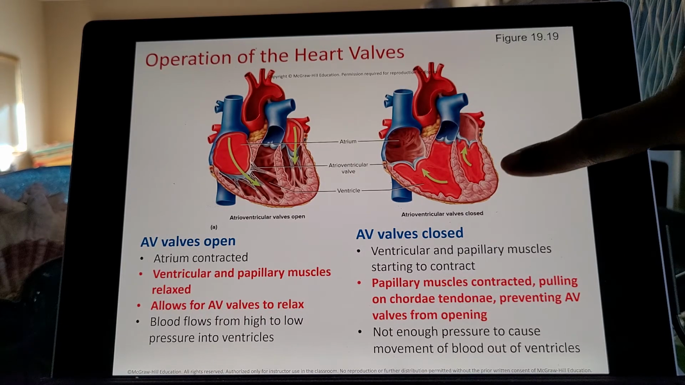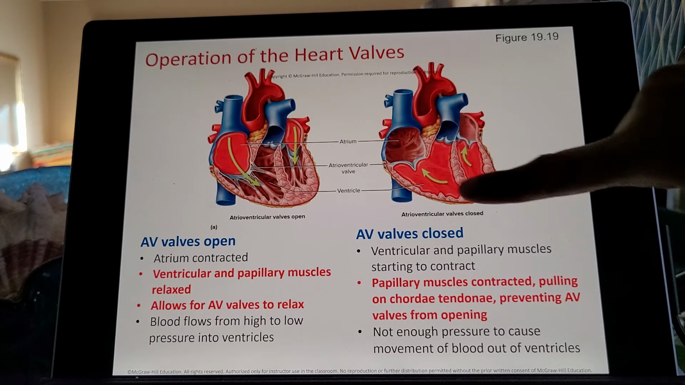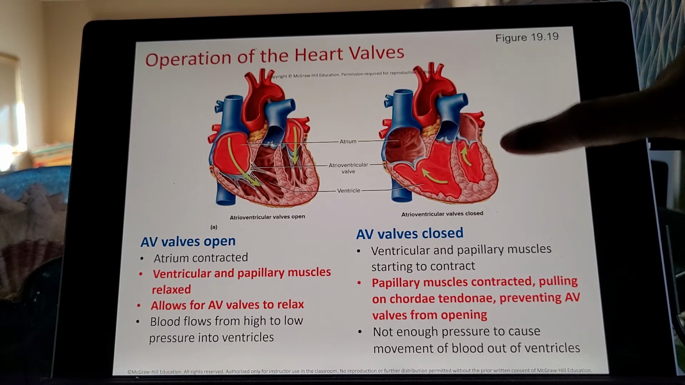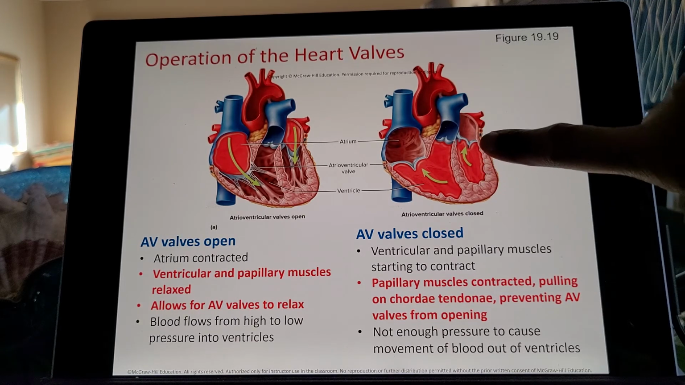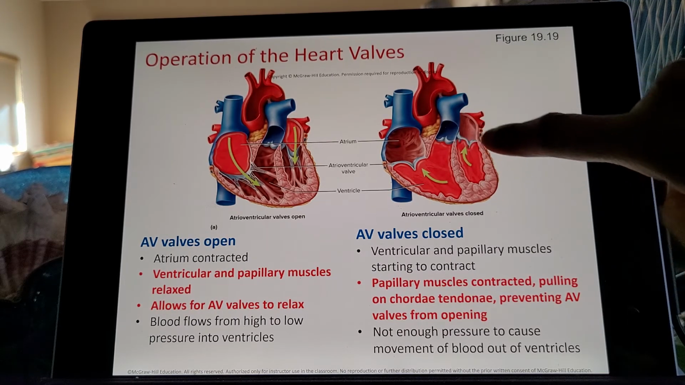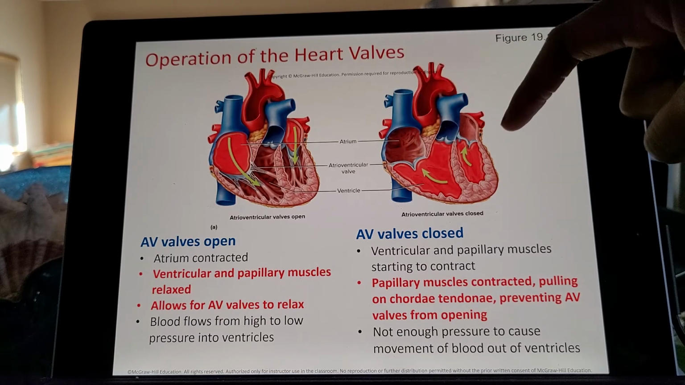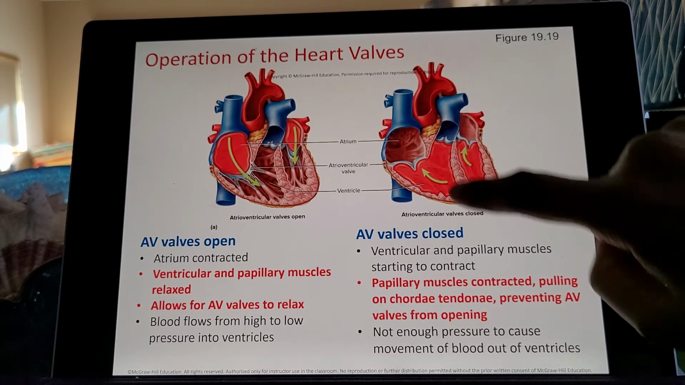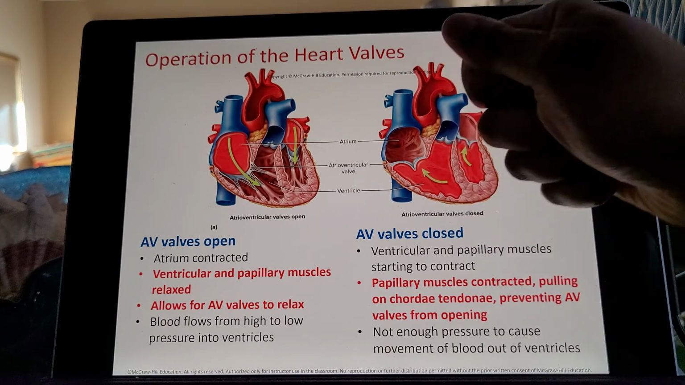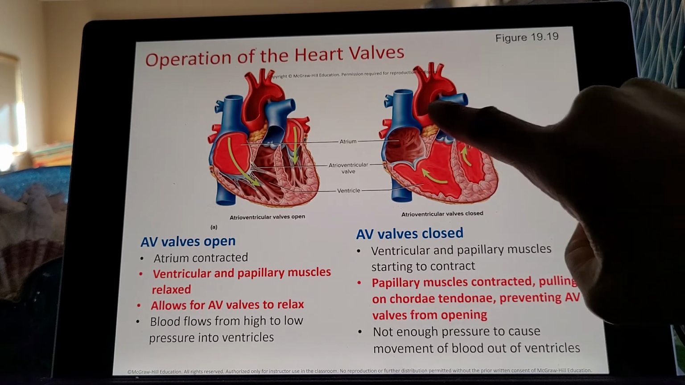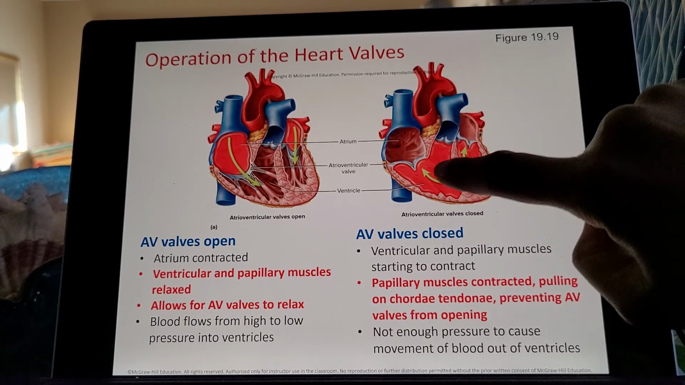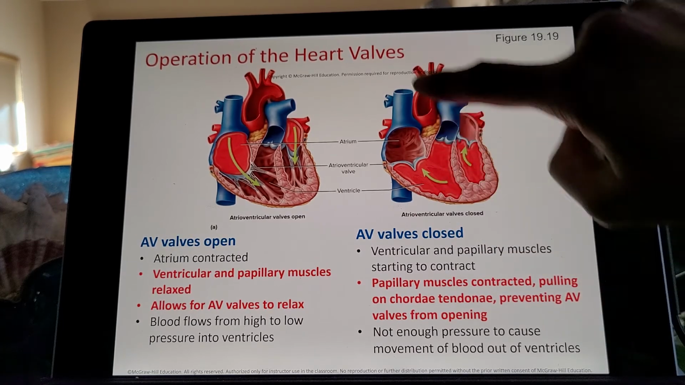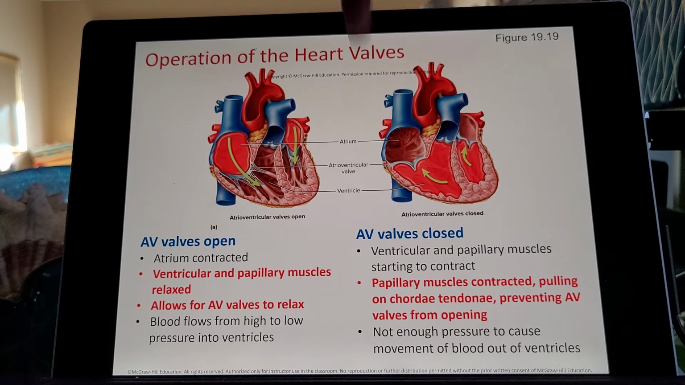Here, where the AV valves are closed, our ventricular muscle is contracted. The papillary muscles are contracting, pulling on those chordae tendineae, those heartstrings, keeping our flaps closed, our little parachutes. That way, when the ventricles are squeezing blood and moving it toward our pulmonary trunk or our aorta, the blood is going to push past those semilunar valves and go in that direction and not back into the atria.